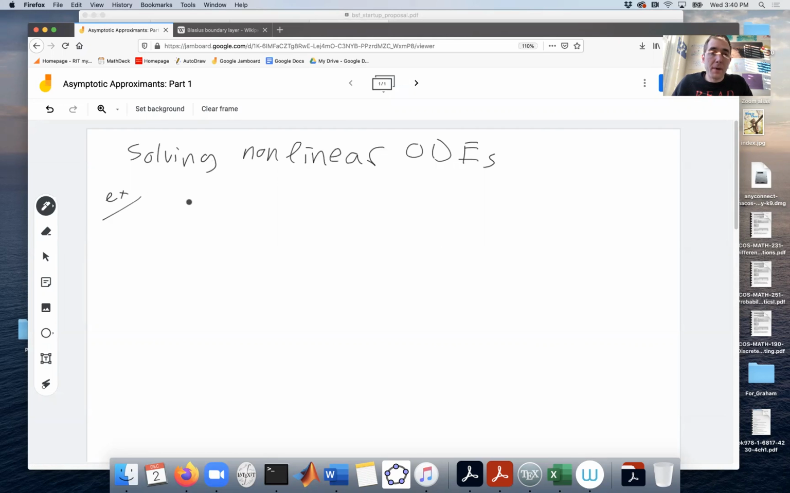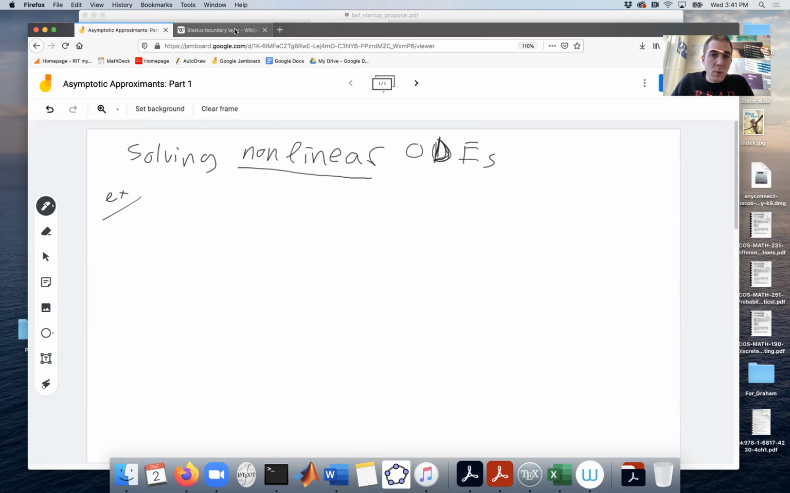So I'll start by showing how to find some analytic solutions to nonlinear ordinary differential equations using this method, asymptotic approximants, which I'll define later. And we're going to apply it to nonlinear ordinary differential equations, not because they have to be nonlinear, but because usually if it's linear, you already can solve it. So the usefulness of a new method vanishes.